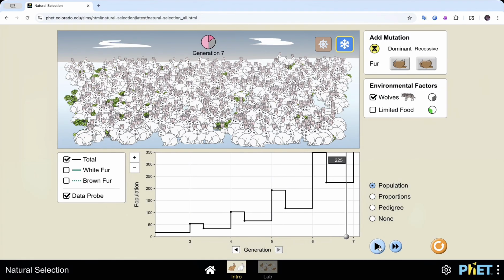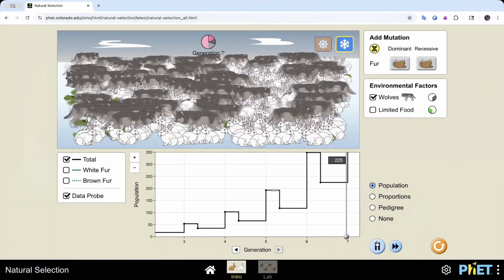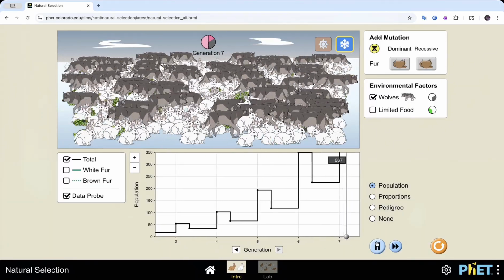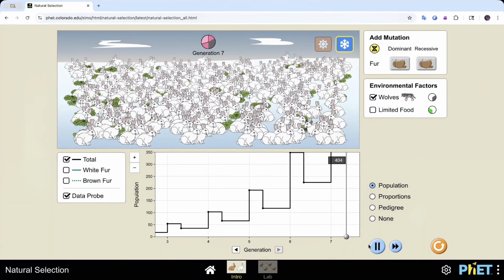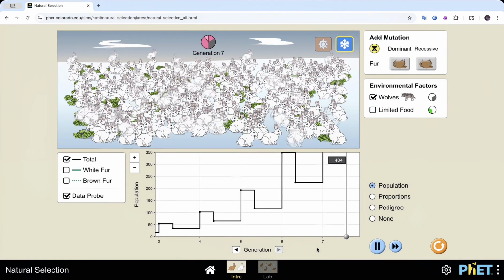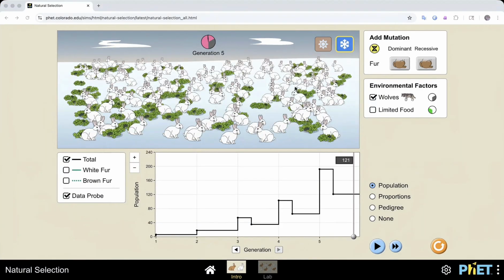Second, remember that in the Arctic, their white fur blends in with the snow, making it much harder for wolves to spot them. So even when wolves are hunting, the camouflage makes the bunnies harder to find. Now let's look at death rate at Generation 4.